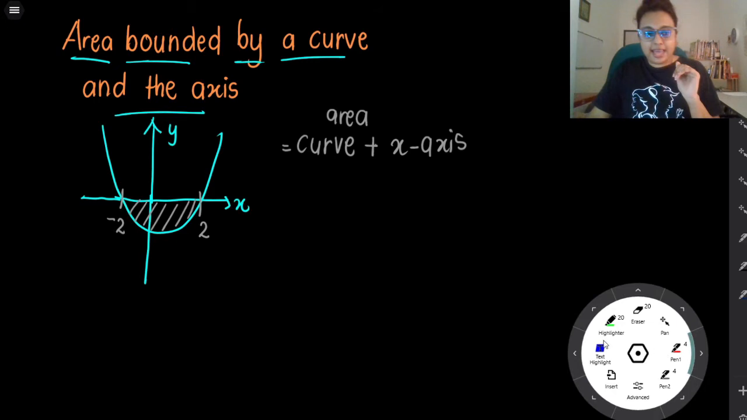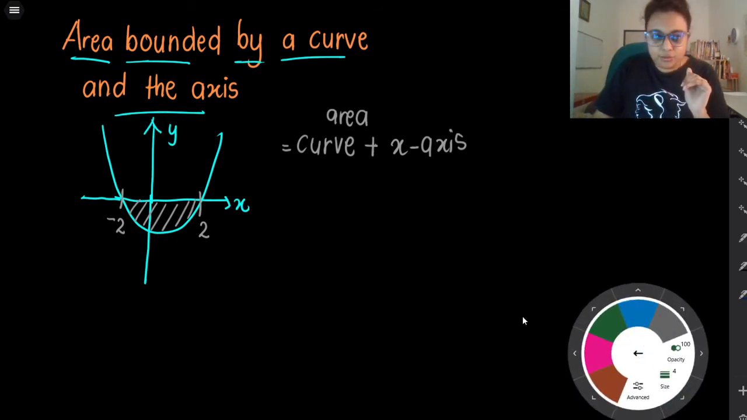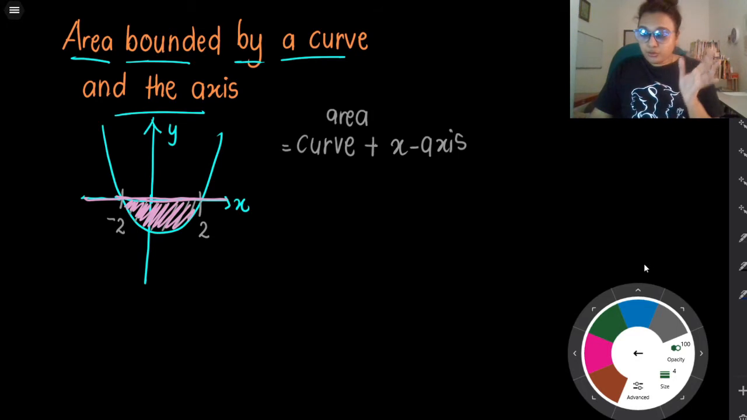Because this is the x-axis. Let me show you this part. This is the x-axis, right? This is the x-axis. So the area is up to here only. How to use the formula? Because you have a formula for this, it's very easy.